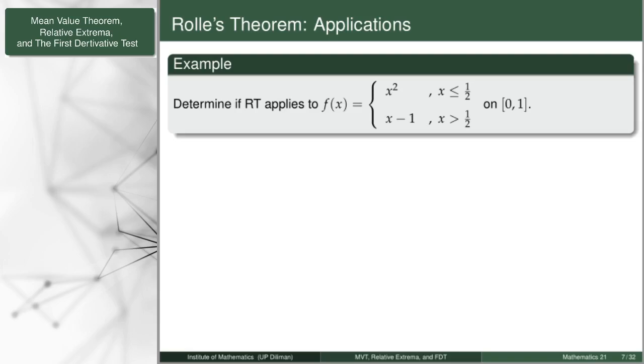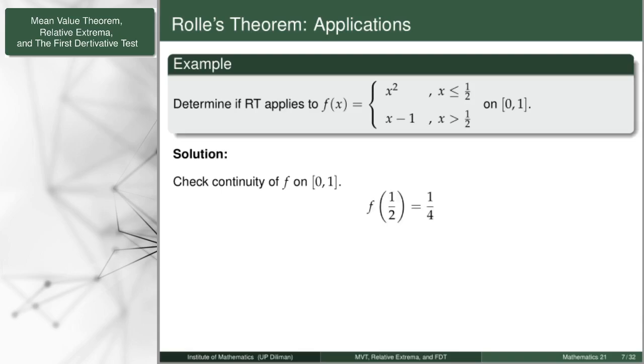Let's have another example. I have this piecewise function and I want to show if Rolle's theorem applies to it. Again, we have continuity, differentiability, and the evaluation. Let's check first for continuity. So clearly, from 0 to 1, the function x squared and x minus 1 will always be continuous. The problem is what will happen on the boundary value 1/2.